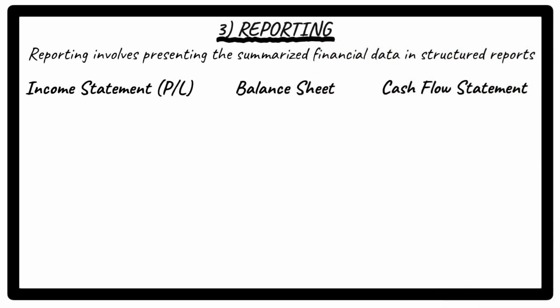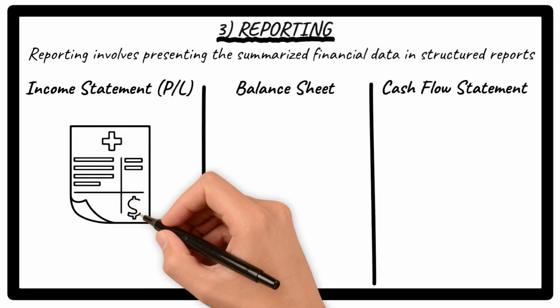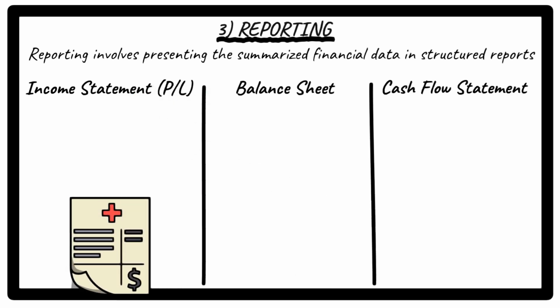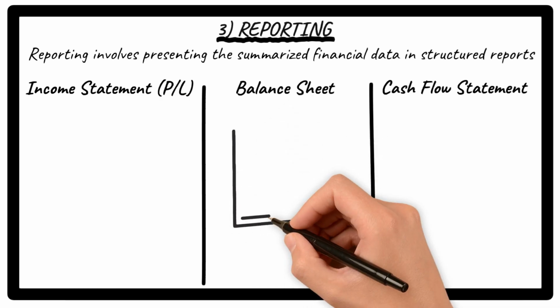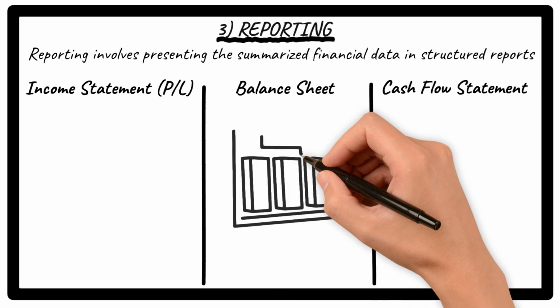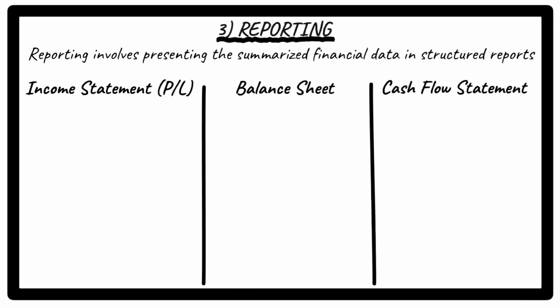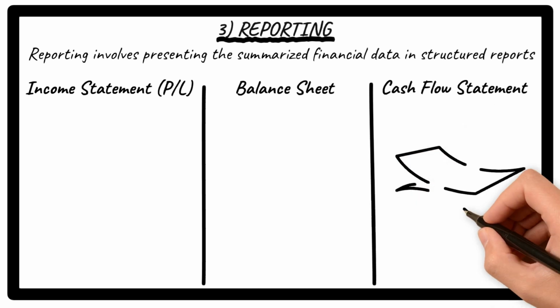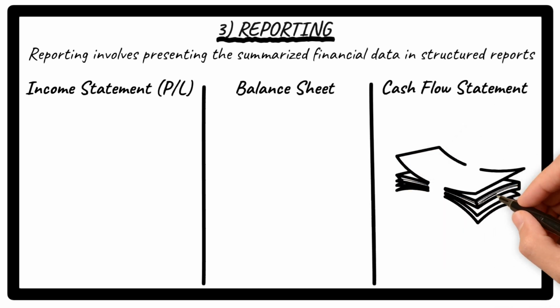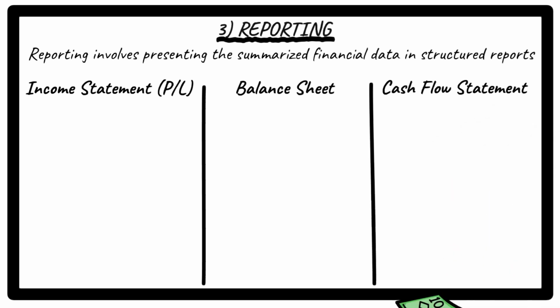Income statement shows the company's revenue and expenses over a specific period, resulting in net profit or loss. Balance sheet provides a snapshot of the company's assets, liabilities, and equity at a specific point in time, illustrating the financial position. And cash flow statement reports the cash inflows and outflows over a period, highlighting the company's liquidity and cash position. For SMRs, let's prepare their income statement at the end of month 1.